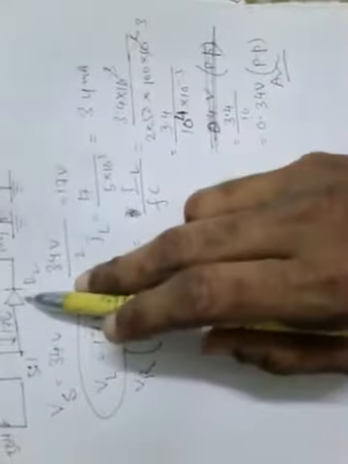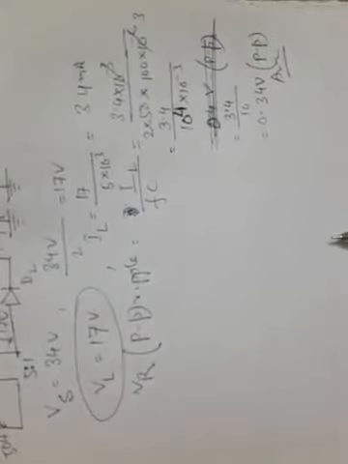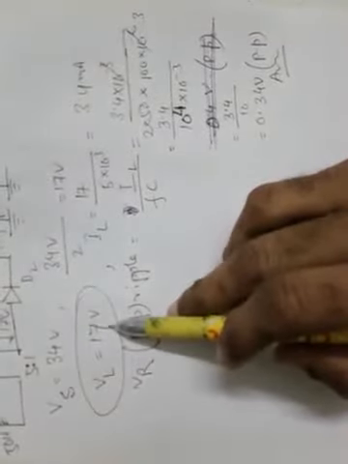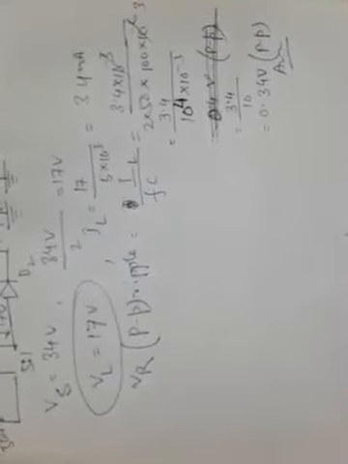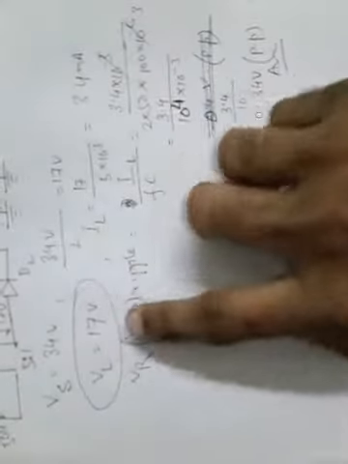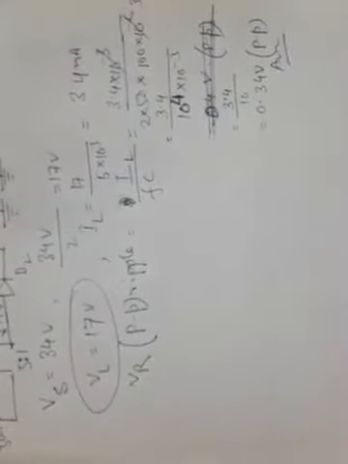But in this example, if the diodes were not ideal diodes, 0.7 volt will have to be subtracted from the actual DC load voltage, and this VL should not be equal to 17. It will be something like 16.3 volt. So we would have had to continue the calculations considering VL here as 16.3 volt, had the diodes been non-ideal.